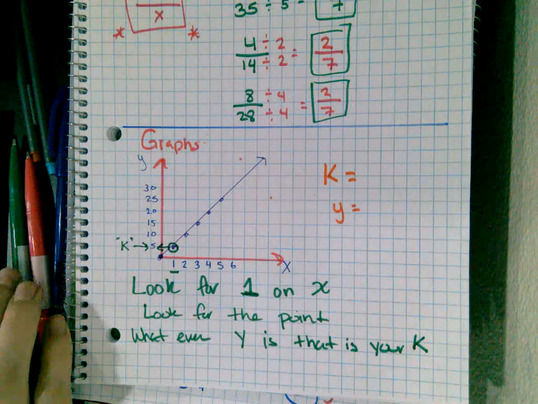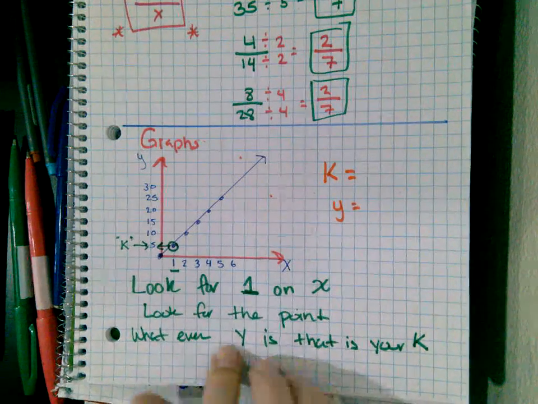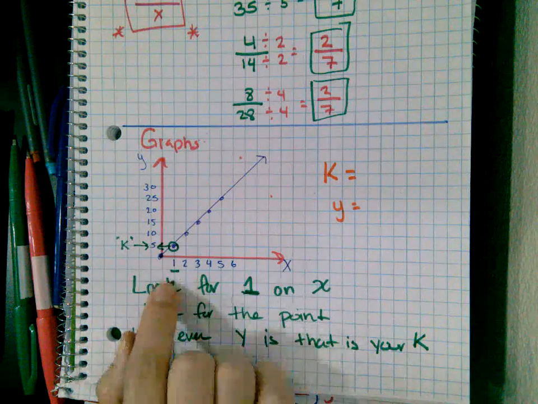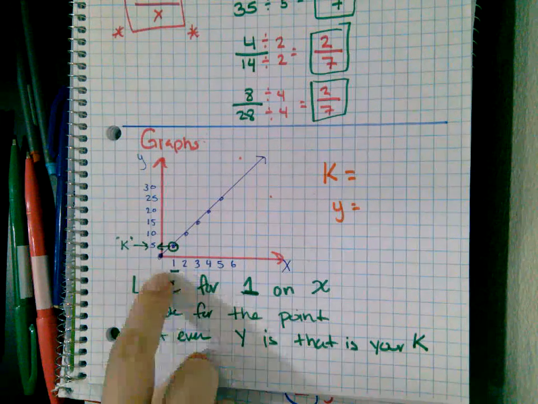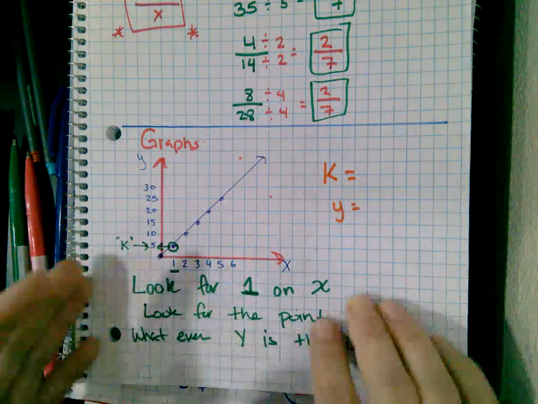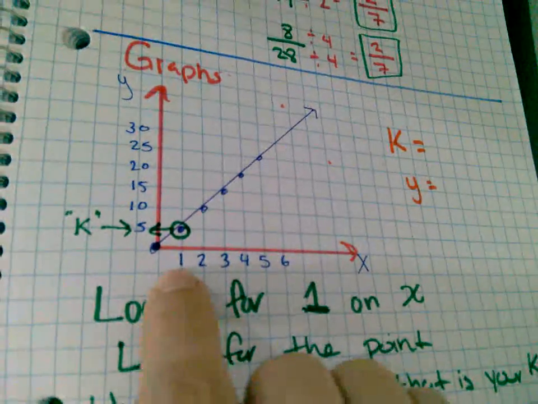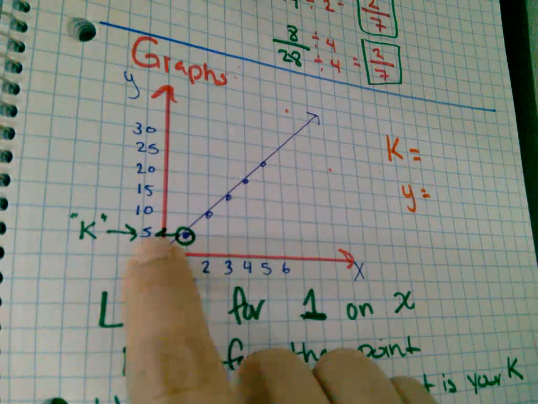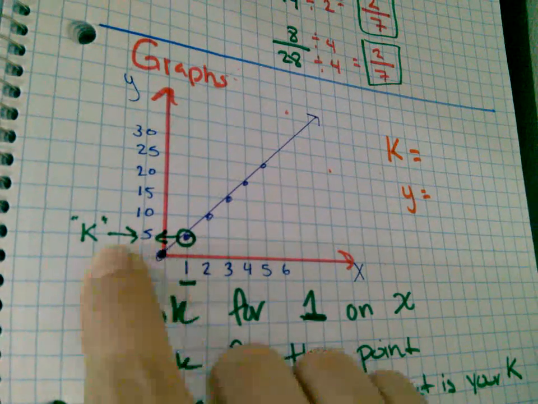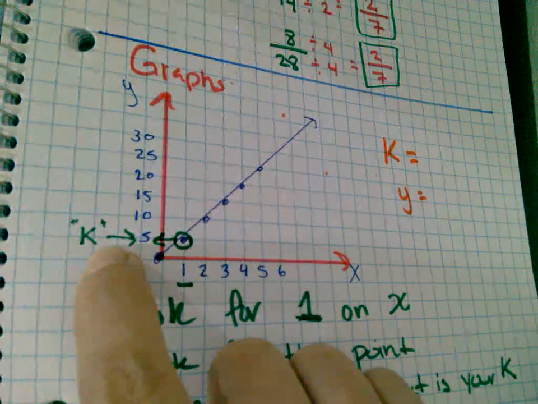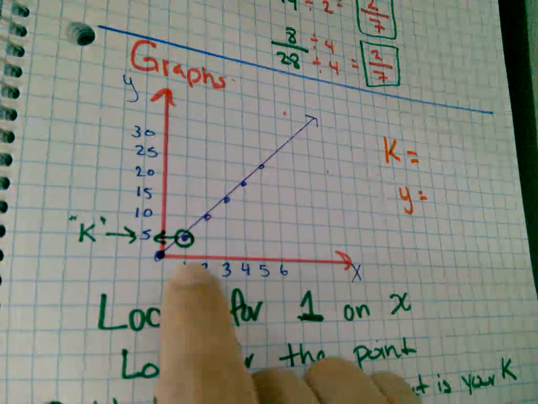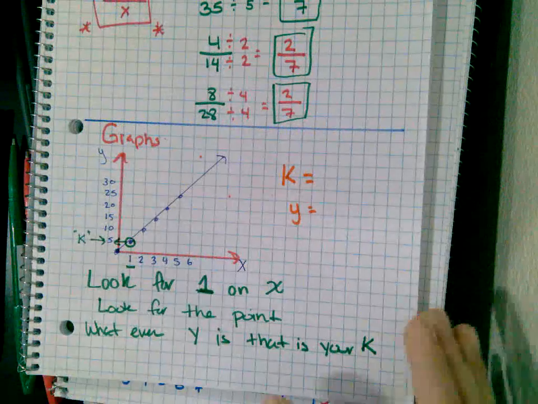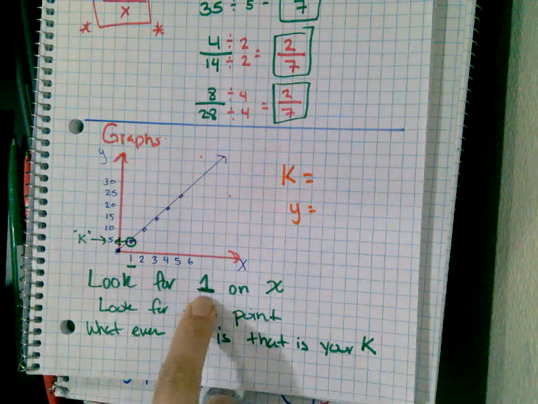So, if you look for 1 on X, look for the point. So here's 1 on X. So find the number 1 on the X. Look for the point. Oh, okay. So I'm going to go to X on 1. I'll lower it down a second. You look for the point. Wherever the point is on the Y, whatever number that Y is, that's your K. This is the easiest way to do it. You find 1, you go up, whatever K is, that's your constant of proportionality. If you can find the 1.